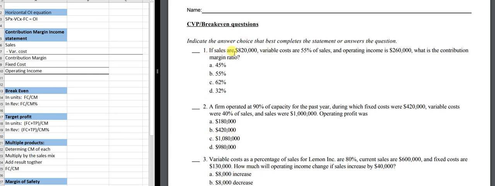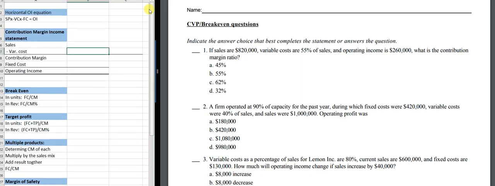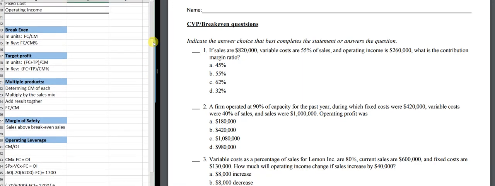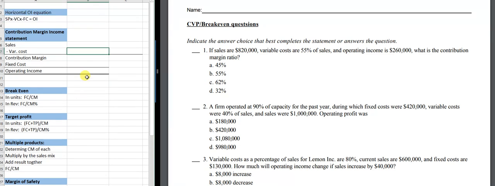Okay, so the first one: if sales are $820,000 and variable costs are 55% of sales and operating income is $260,000, what is the contribution margin ratio? I have various useful tools for this chapter, and hopefully eventually you will find that you don't need these. Your mind will let you know which one to go to.